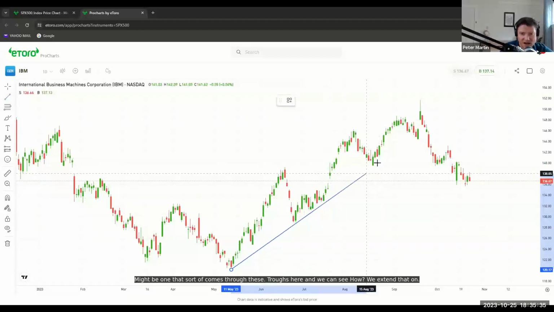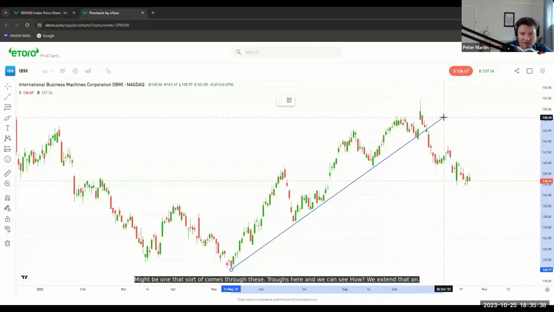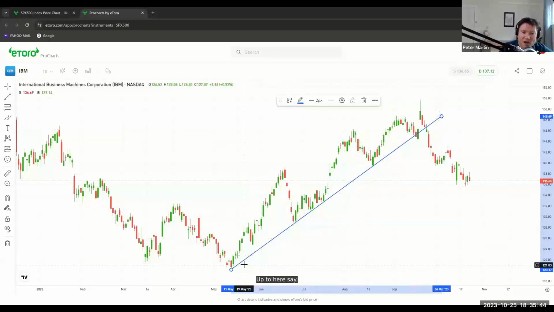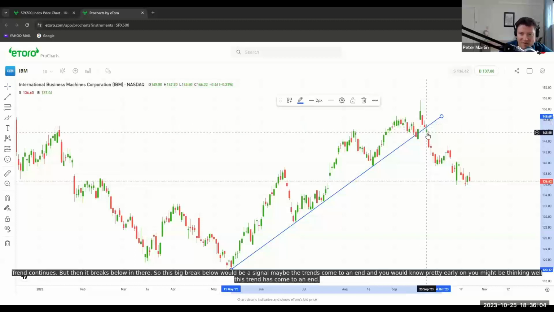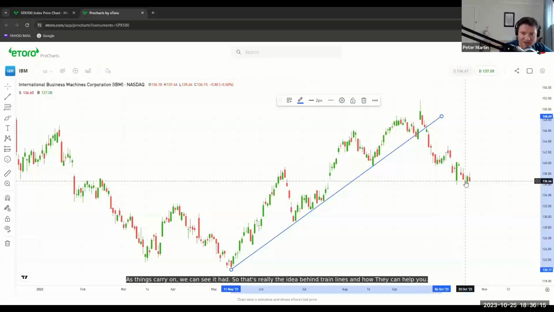And we can see how, if we extend that on up to here, say, we can see how that support line matches up really with how the trend progressed. Once we get here into September, we can see it just sort of tests below it. Trend continues, but then it breaks below. And so this big break below would be a signal maybe the trend's come to an end. And you would know pretty early on, you might be thinking, well, this trend has come to an end. And as things carry on, we can see it had.